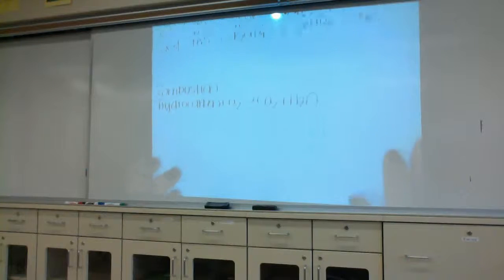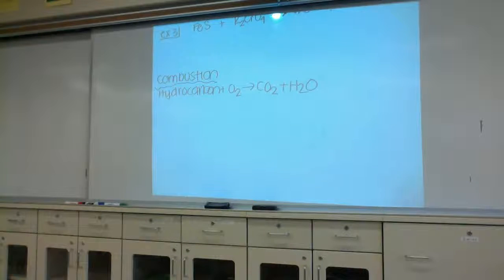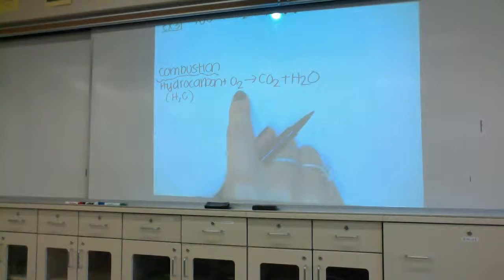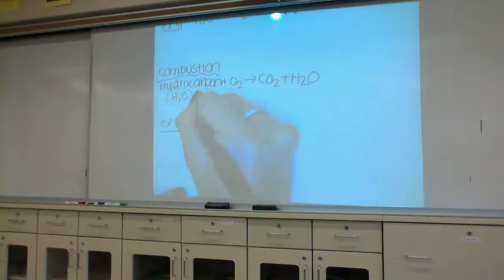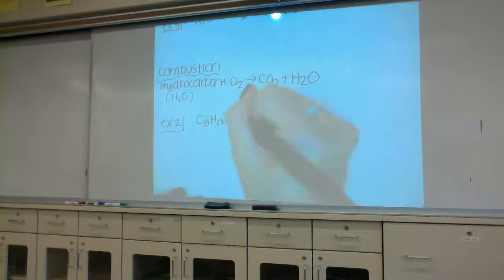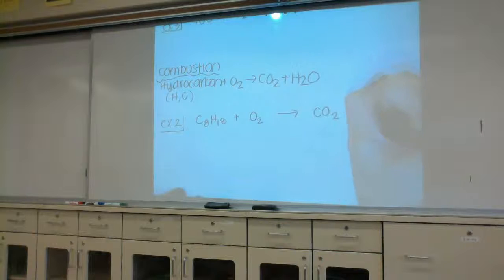Now we're going to move on to combustion. Combustion is everyone's favorite because all you have to do is make sure that you have a hydrocarbon to start with, which just means a compound that has hydrogen and carbon in it, and then you know your reactant has to have O2 and your products have CO2 and H2O. So example number 2, you guys, example number 2 says burning octane, C8H18. That is my hydrocarbon. So now I just finished writing this, plus O2 goes to CO2 plus H2O.